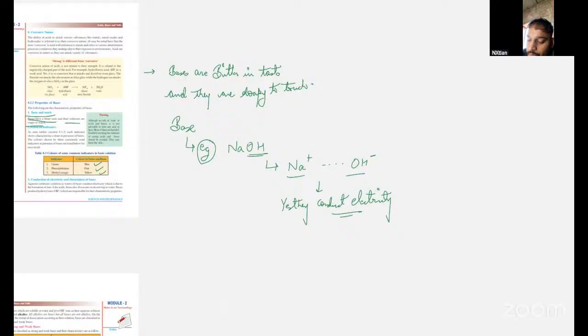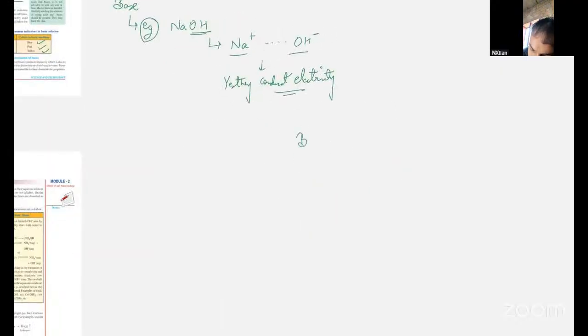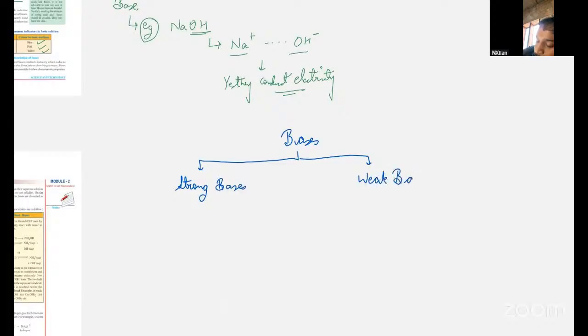Now there are basically two types of bases. How many types? There are two types of bases. Now everyone please pay attention. First are strong bases, and the second one are weak bases.